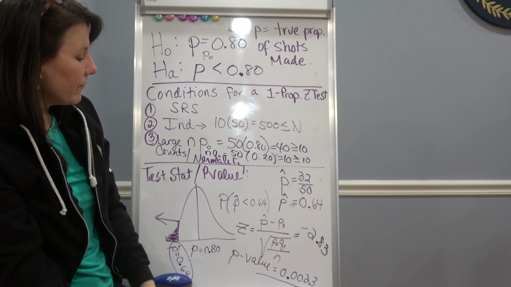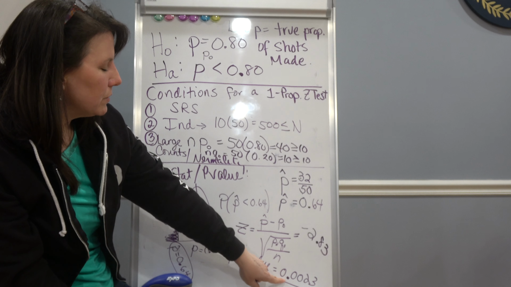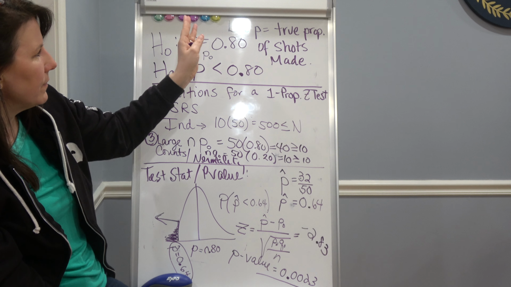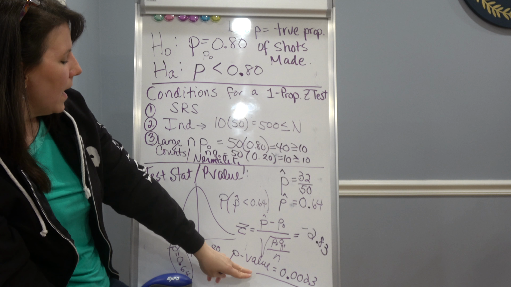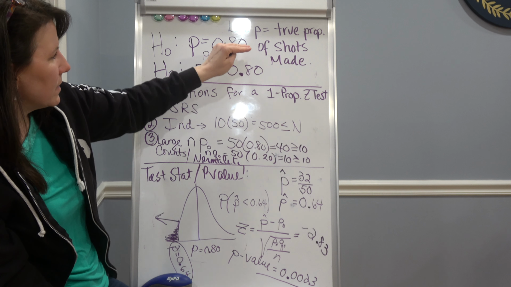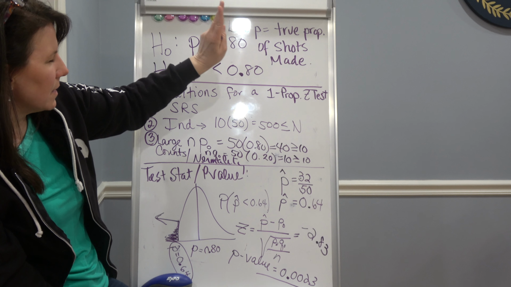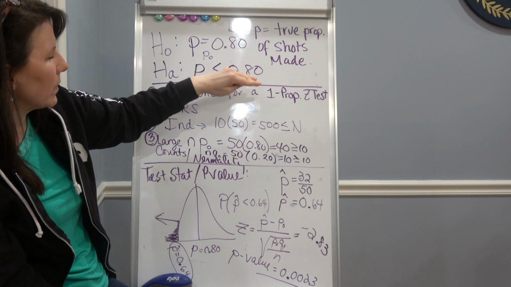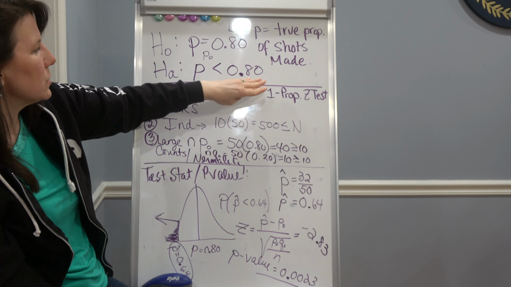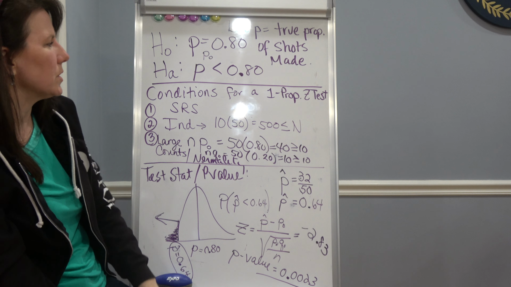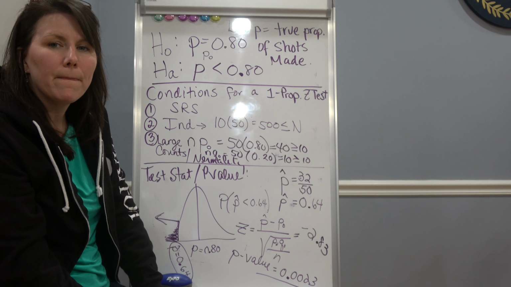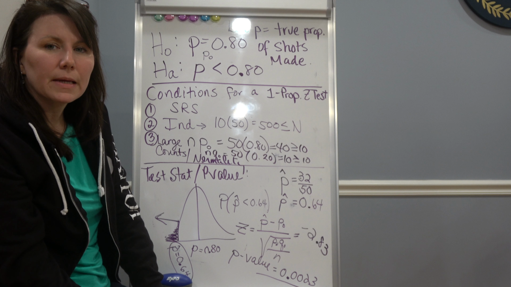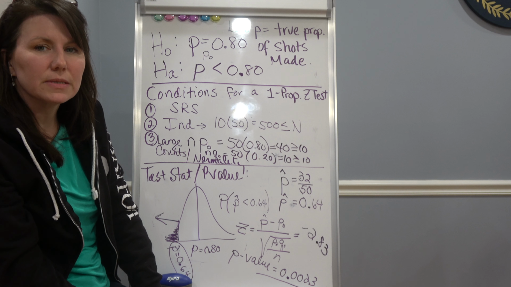So you have three parts in the conclusion, right? You make the comparison. 0.0023 is less than 0.05. It should say alpha equals on top here. Therefore, we reject the null hypothesis. That's number 2. And then number 3, what does that mean? That means we have evidence to support that the true proportion is less than 0.80. And those are the basics of a hypothesis test.